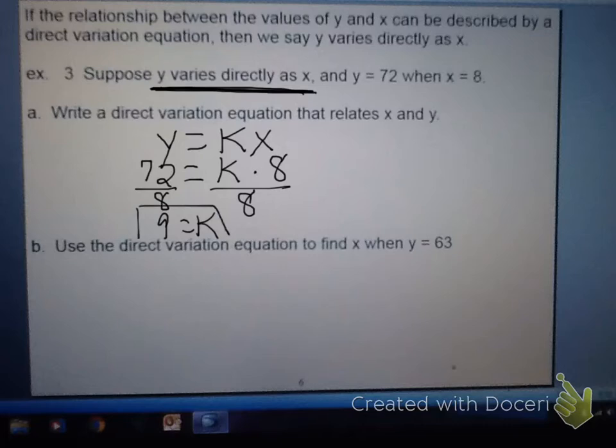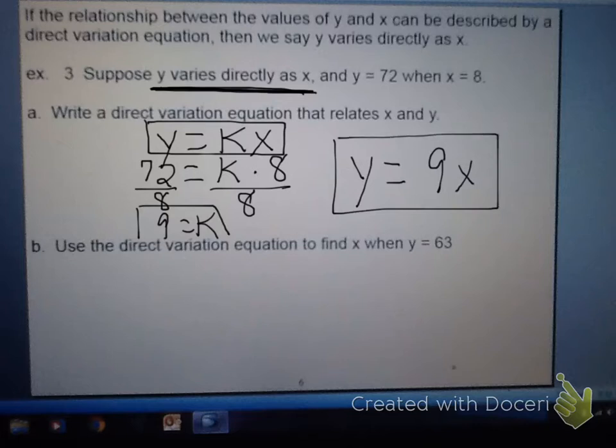So for the direct variation equation, now we're going to plug in what our k is. So the direct variation equation is y equals 9x. That is the direct variation equation. Part B says use the direct variation equation to find x when y is 63. So we're going to use the equation that we found in example A to help us find x in example B.